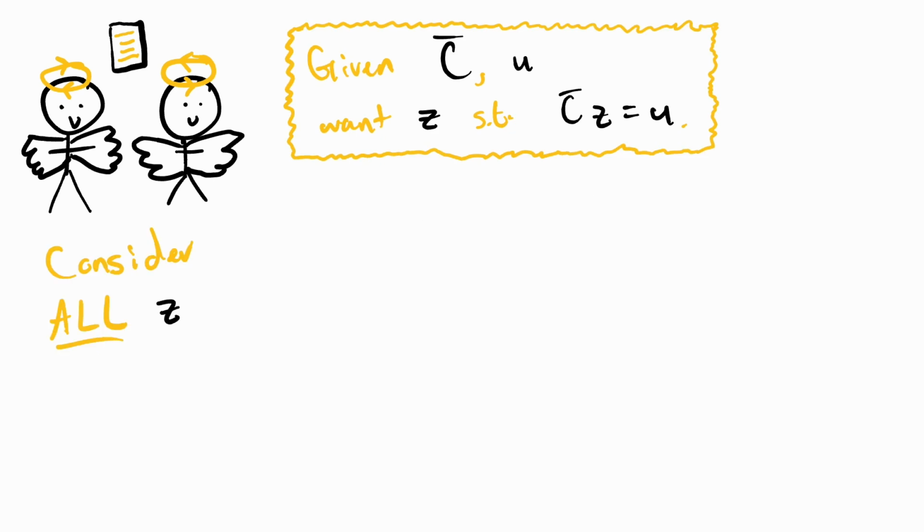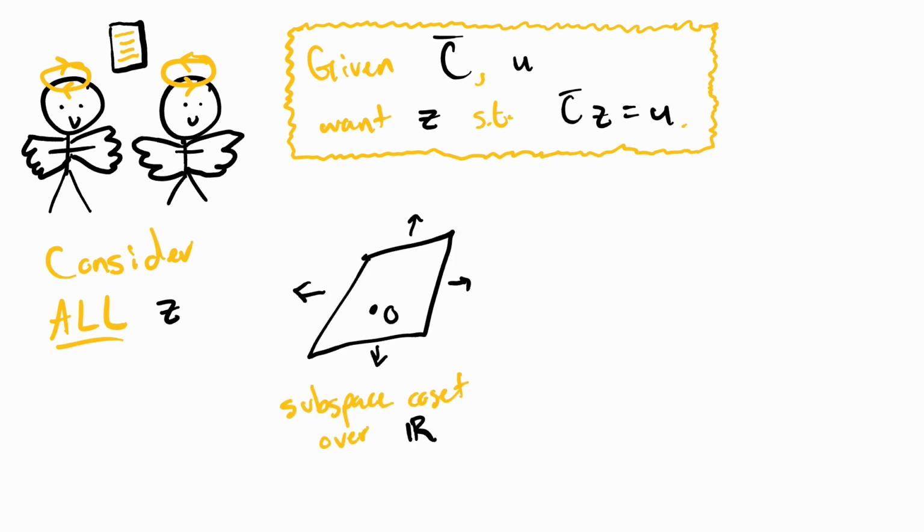Consider the set of all possible solutions Z that can satisfy that equation. It's more than just one. If C bar is wide enough, if we're working with real entries, it'll look like a plane that's been shifted away from the origin.